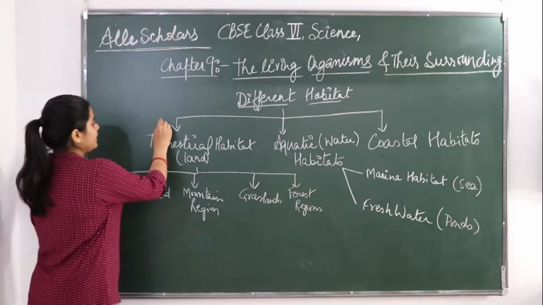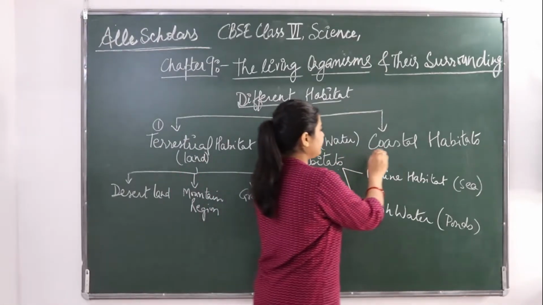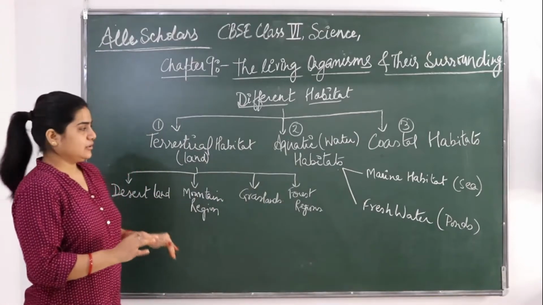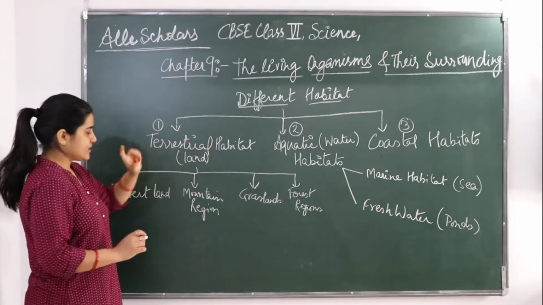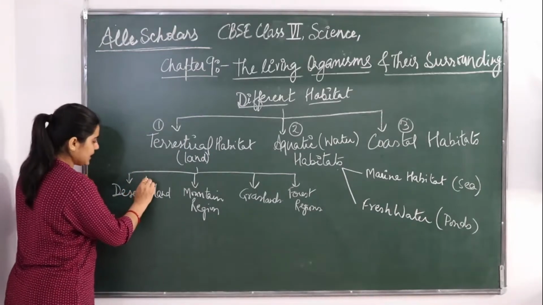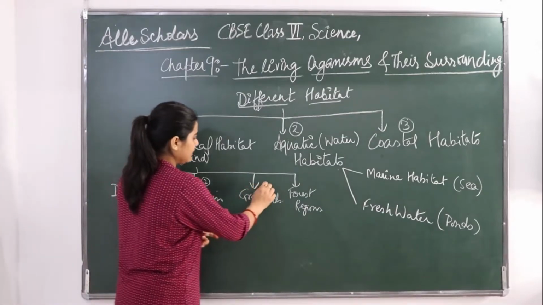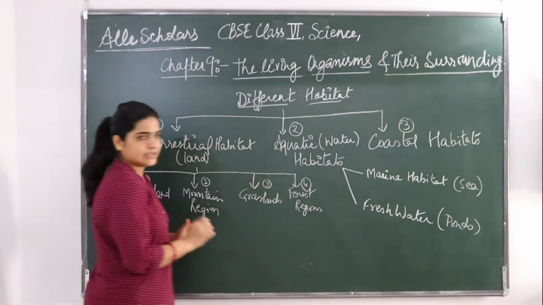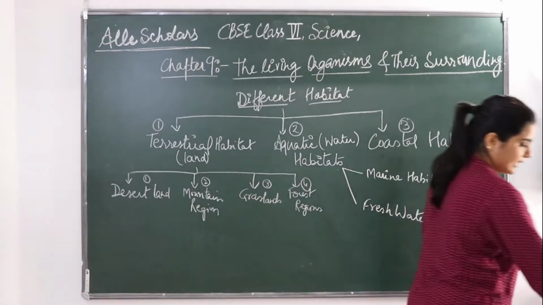Okay, so we have seen 1 terrestrial, 2 aquatic and 3 coastal habitats. So now today I will be discussing terrestrial habitats. One by one we are going to see desert land, then we will see mountain land, then the grassland and the forest region. Okay, so let's start with the desert land.